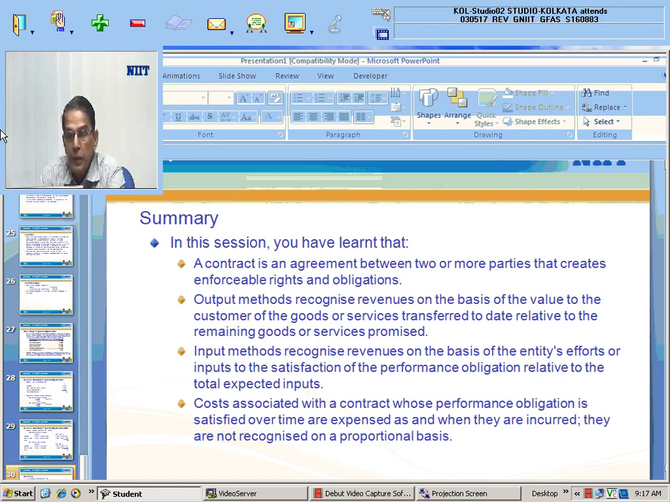So what we have learned here is contract. First of all, the definition of contract: it's an agreement between two or more parties that creates enforceable rights and obligations. Output methods recognize revenue on the basis of the value to the customer of the goods or services transferred to date relative to the remaining goods or services promised. Input methods recognize revenue on the basis of the entity's efforts or inputs to the satisfaction of the performance obligation relative to the total expected inputs. Costs associated with a contract whose performance obligation is satisfied over time are expensed as and when they are incurred. They are not recognized on a proportionate basis.